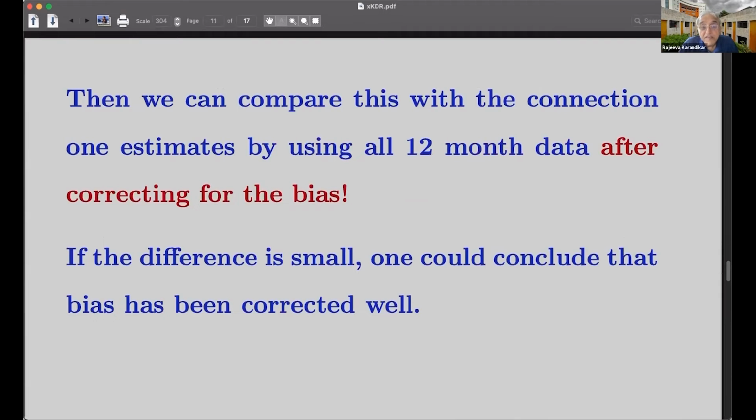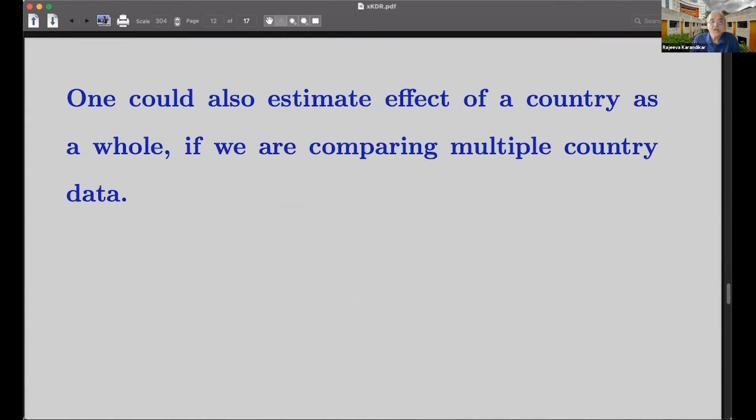If for these 9 months, one can compare this with the connection for the 12 months after the bias correction. If we feel that the connection between economic activity and nightlights for the off-monsoon months is good and continues to be more or less the same after the bias correction for the whole, that would be evidence that the correction is working very well. If not, that tells us that maybe we have to apply something more for the correction. And then, as I mentioned already, one should estimate the effect of a country, especially if you are comparing multiple country data.